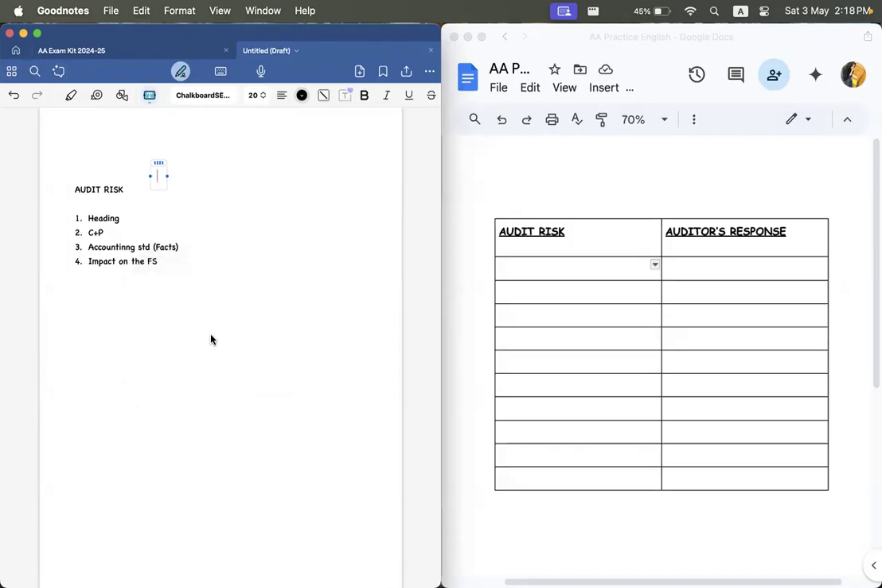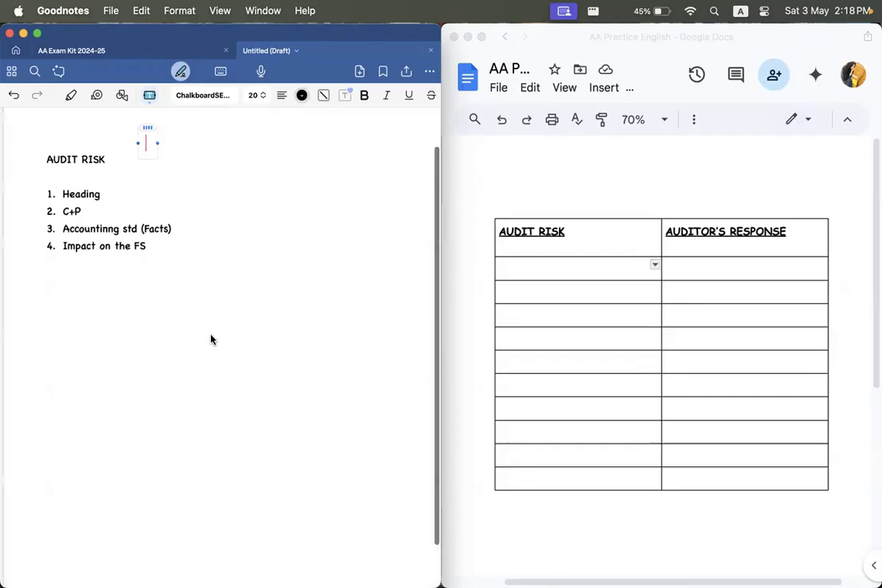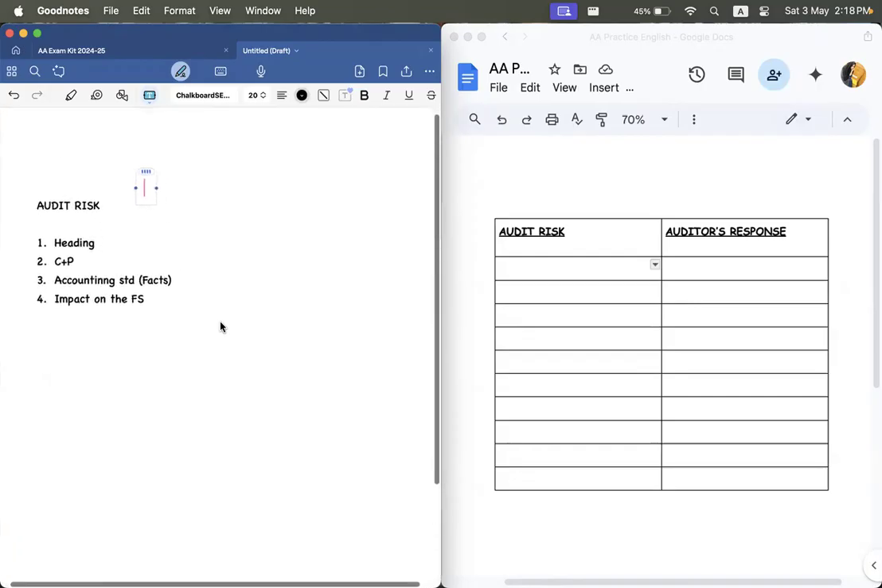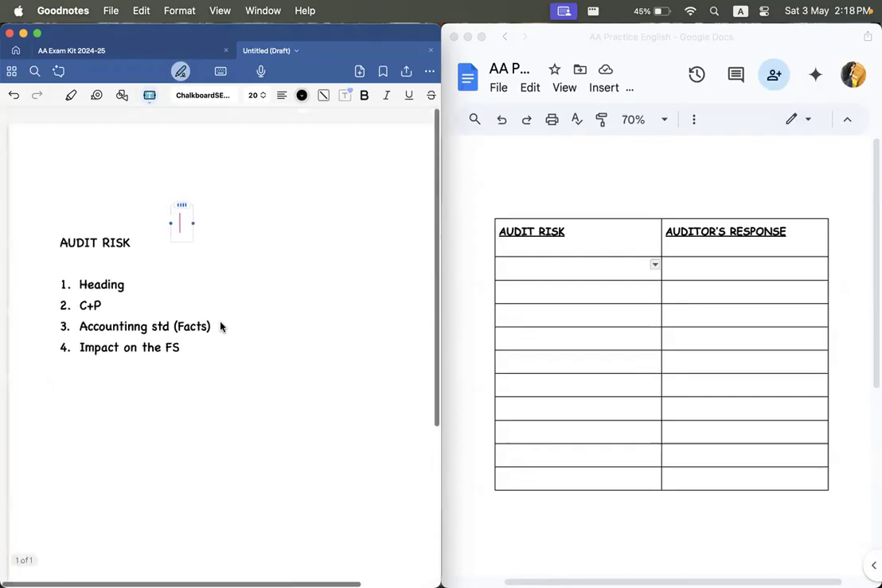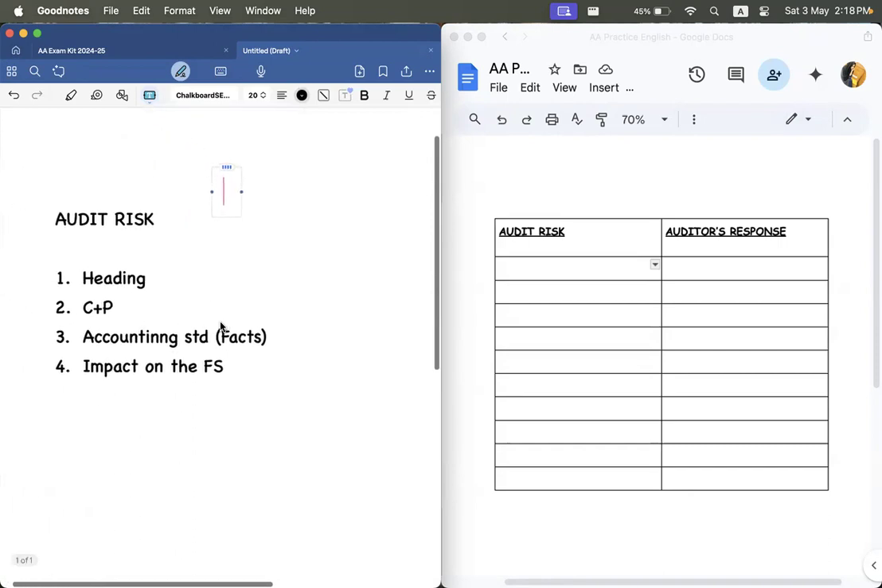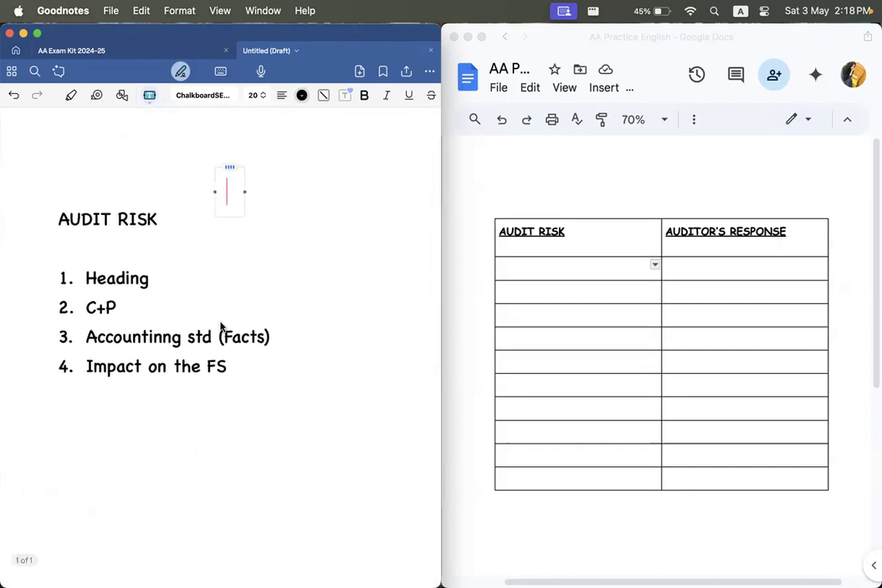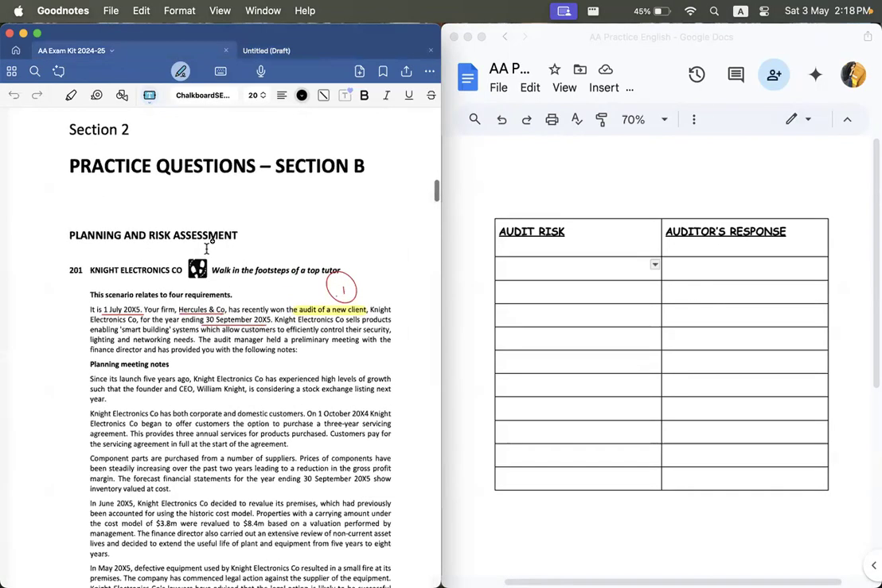And audit response is not something that you can develop just like that. You need practice and practice and practice. You need to think like an auditor to write the response. Understood? So while you write the risk, always think like an auditor.